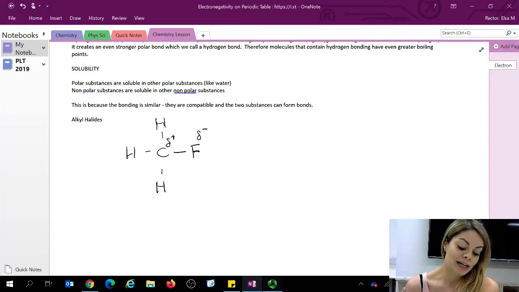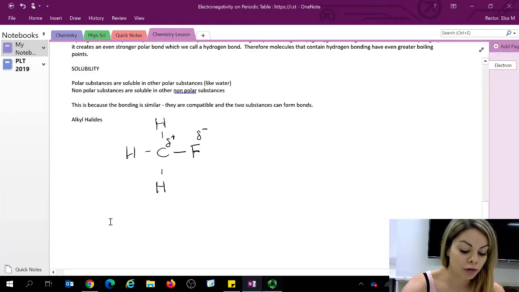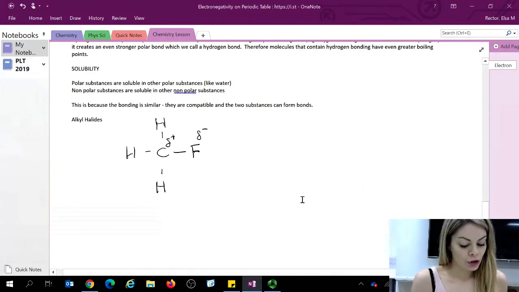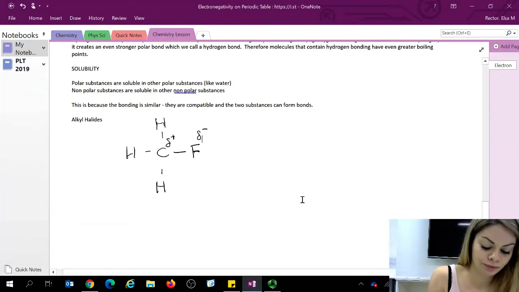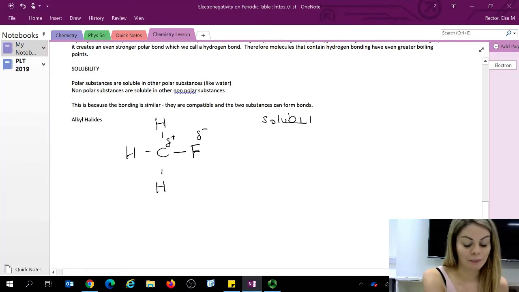So that enables it to form polar bonds with other molecules of the same kind. In fact, it can form polar bonds with other polar molecules, like water. So what happens when we mix this in water? Well, it creates polar bonds with the water. Let me just think about how I'm going to draw this. When we mix this into the water, I should have typed this: solubility. I'm going to type it.